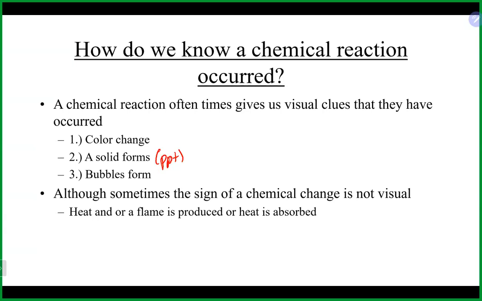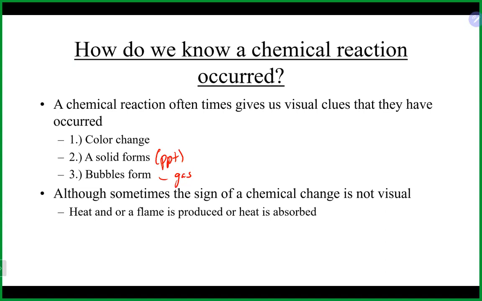Bubbles being formed. So when you do some type of reaction and you do see the bubbles start to develop, that usually means that some type of gas has formed as a result of that chemical reaction occurring that wasn't there to begin with. Other signs of chemical reactions are heat and also a flame being produced, obviously, is a pretty good sign of that.